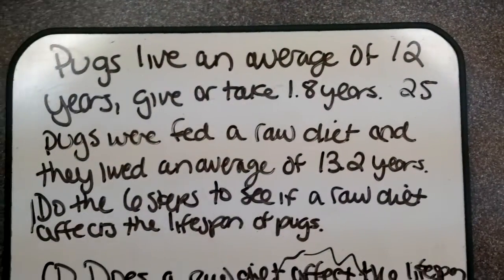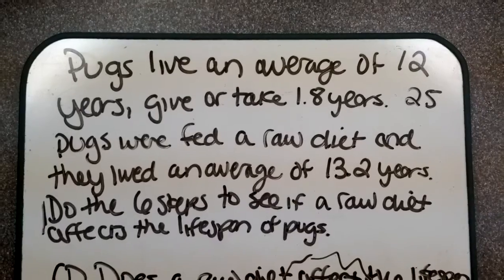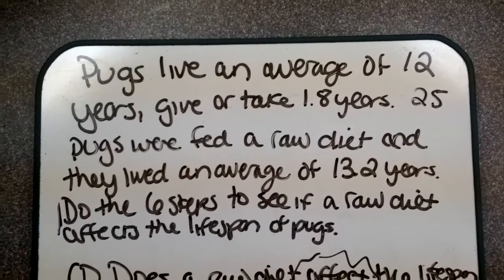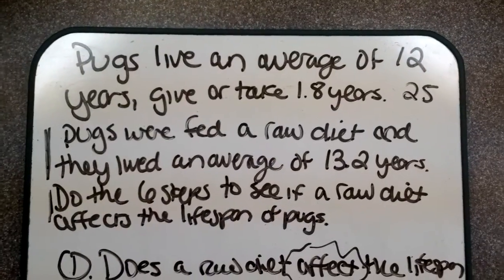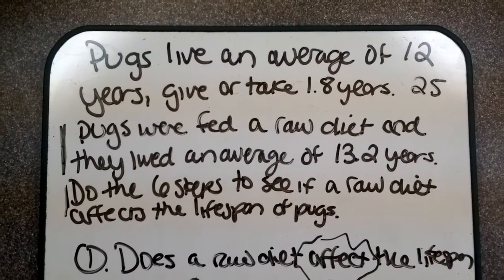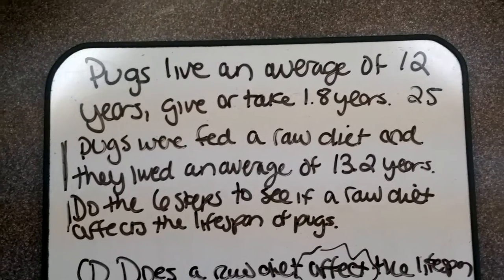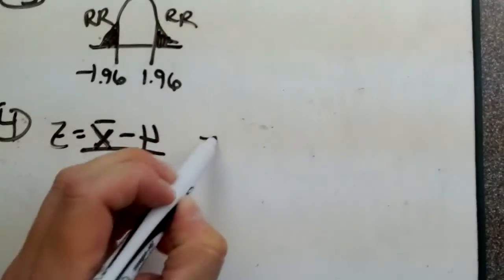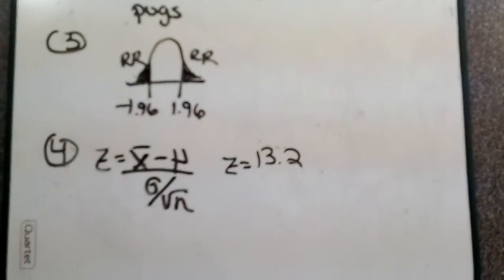So I want to look at the story up here and find something that's telling me it's the mean of the sample. So if I'm looking at this story, I see there was a sample of 25 pugs that were given a special raw diet and they lived an average of 13.2 years. So that means my x bar is 13.2. So if I come down here, my x bar is going to be 13.2.